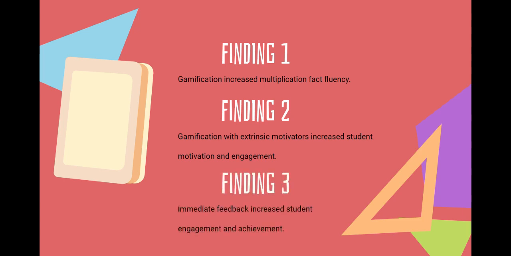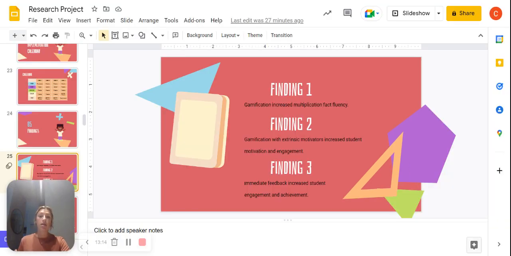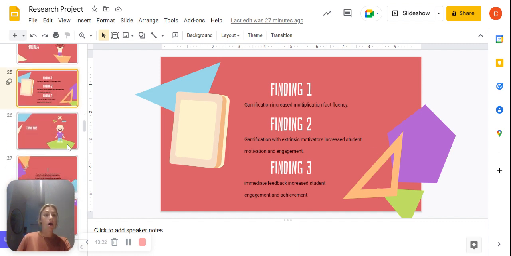And then my last finding I'm hoping to find is that immediate feedback and corrective feedback increase student engagement and achievement. This would be part of that survey, like I said, for finding number 2, where they said, yes, immediate feedback helped me, or yes, immediate feedback didn't. According to my research, again, immediate and corrective feedback is beneficial for engagement and achievement, which is why I decided that.